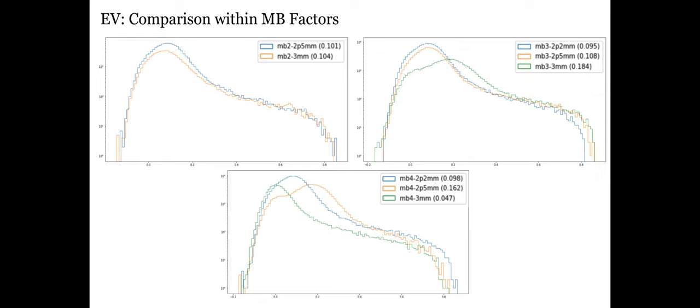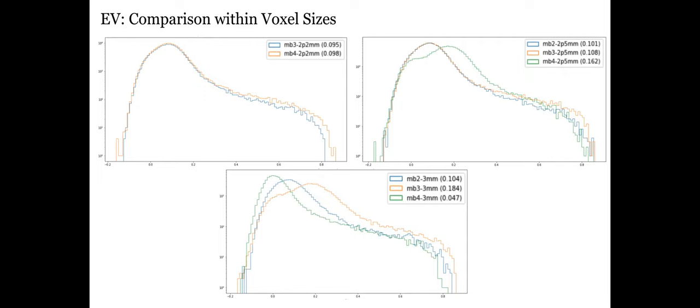One possible reason is that there might actually be some real difference in the multiband 4, 3 millimeter sequence, but we're also going to look at the pre-processing of the data. For instance, if the subject happened to move more during this sequence collection, that would also have contributed to a lower average EV value.